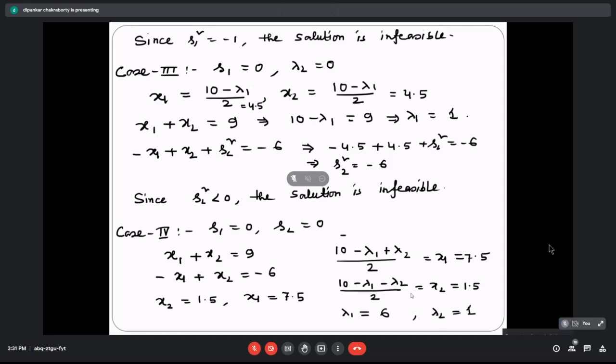Okay, so I'm going to take another problem, and I'm not going to solve this problem. I'm taking this problem because of the two problems we have discussed. Lambda 1 is 1 and lambda 2 is 6. Rest of the people, is it okay?